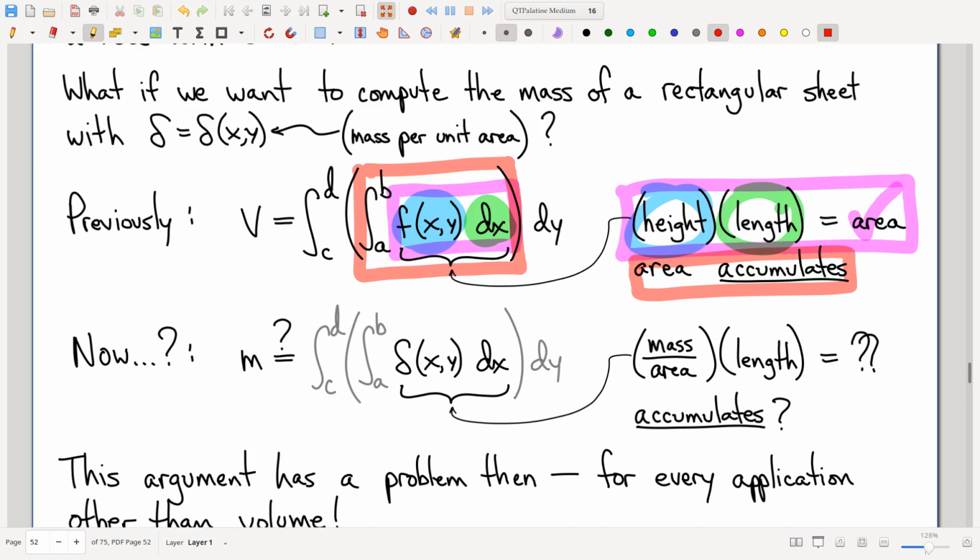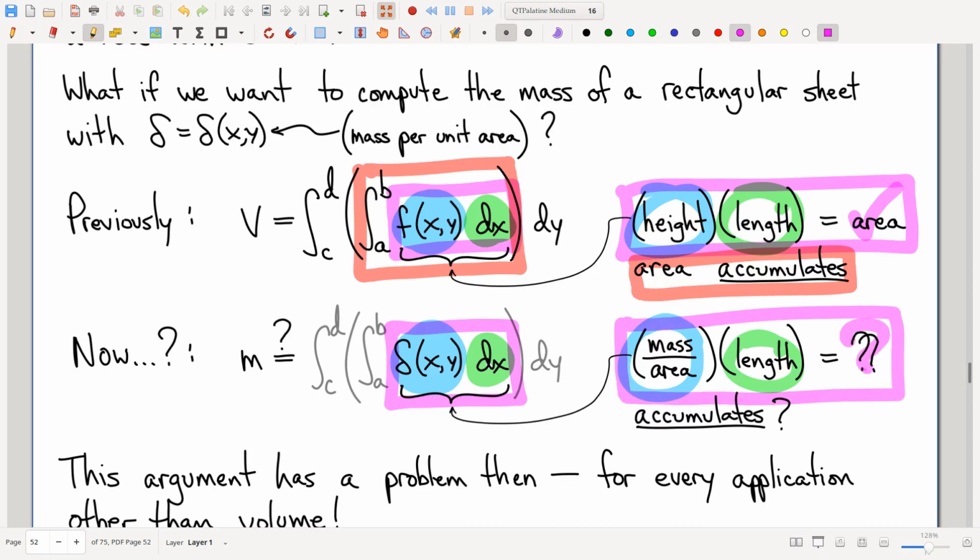Let's just play it through and see what these things do. This density is mass per unit area. That's being multiplied by dx. dx is length. What do I get when I multiply mass per unit area times length? I don't know. That's not a thing.